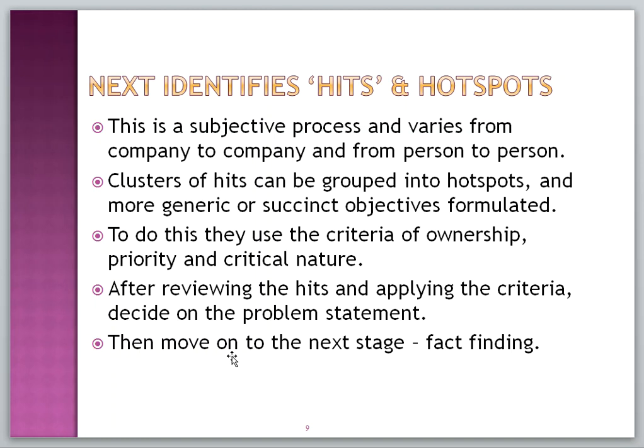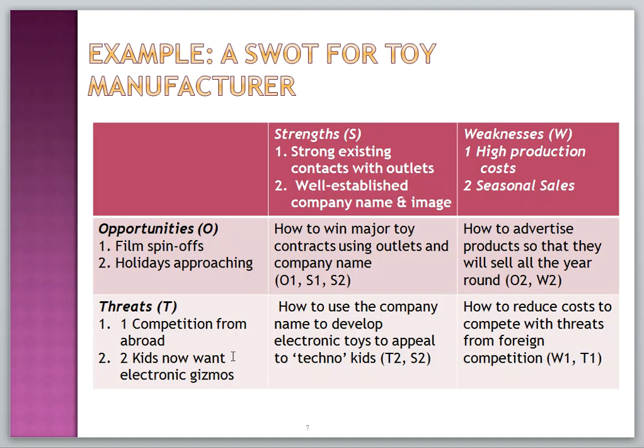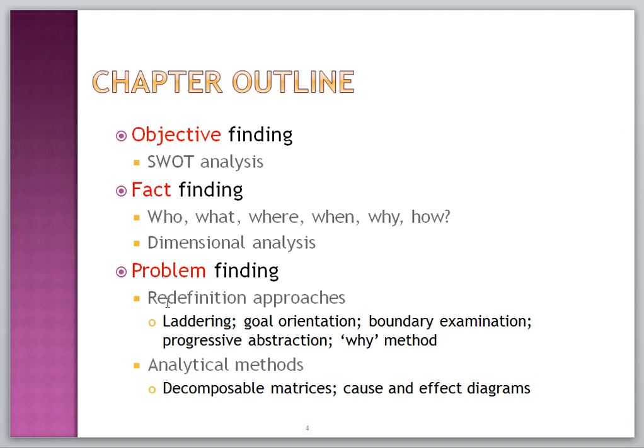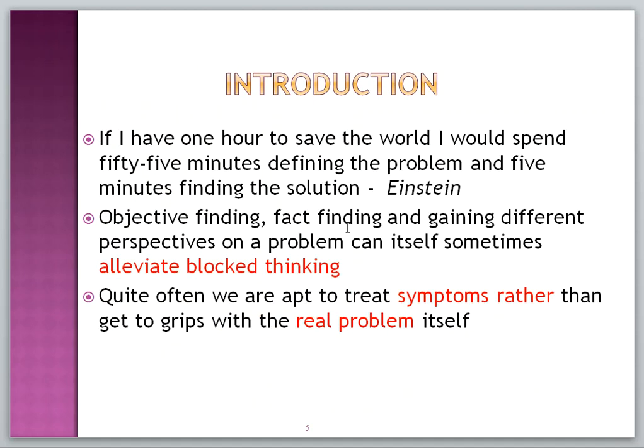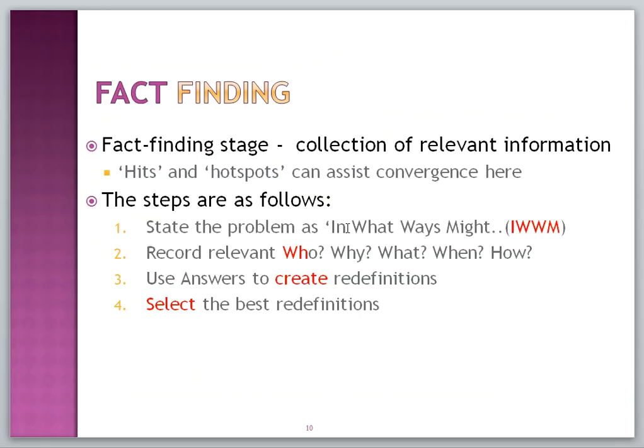So we have now finished the first one, which is objective finding. And one technique only, the SWOT analysis, and using hits and hotspots to categorize the items related to the problem. Now we are moving to fact finding and the very famous WH questions. Fact finding, a collection of relevant information. So we are collecting information, and any technique helps us to collect this information.